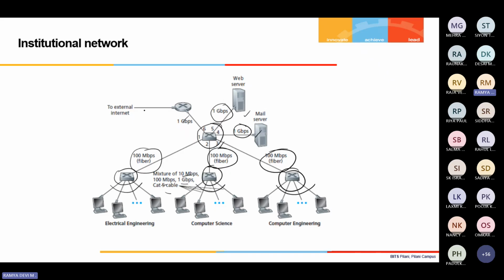Okay, so there is internet connectivity in order to connect to the external network. The institution network is connected to the external network with the help of the edge router. Right?